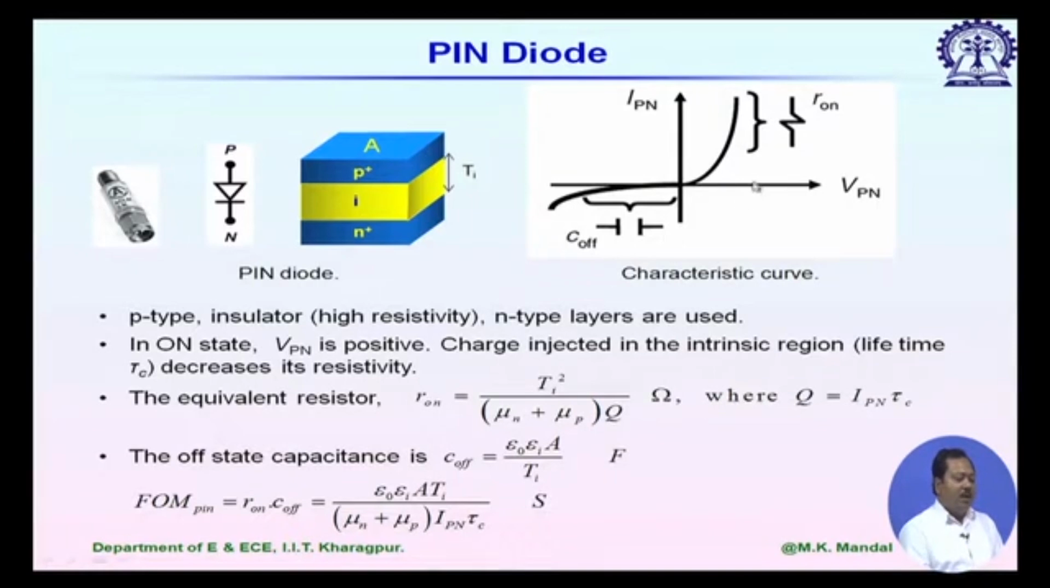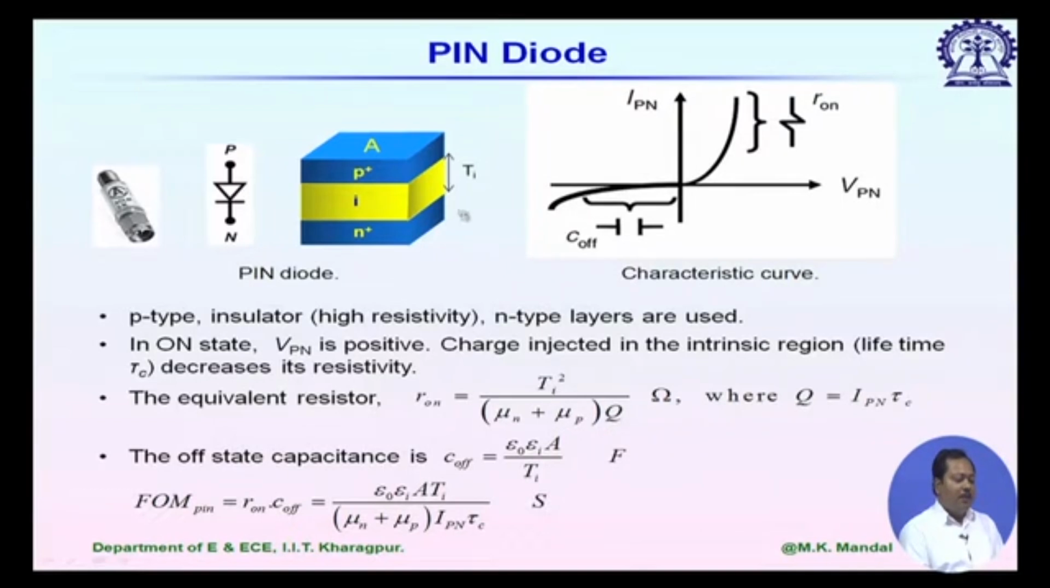Now, in on condition, when we are going to use it as a switch at lower frequencies, it can be represented by a resistor, and in off condition, that means in reverse biased condition, it can be represented by a capacitor. R on roughly can be given by T I square divided by (mu n plus mu p) into Q.